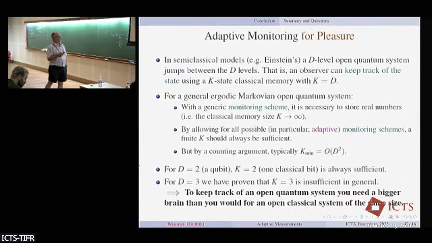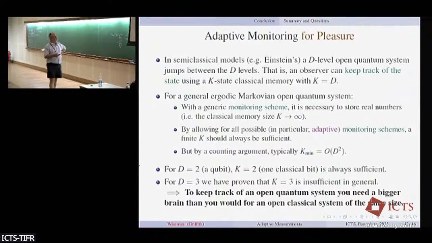For a classical system, you can keep track of the system with as many states as the system has states, but for an ergodic quantum system, generically, you need quadratically many states, a memory quadratically bigger than the dimension of your system, and you need to use adaptive monitoring schemes in order to be able to realize these pure state ensembles.